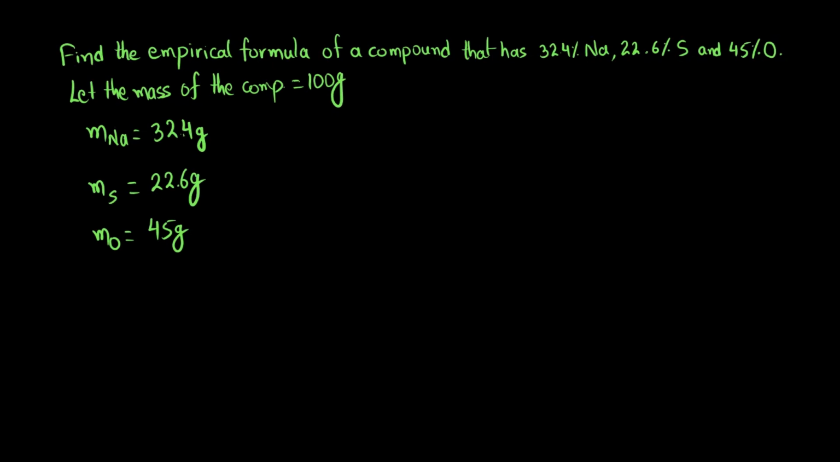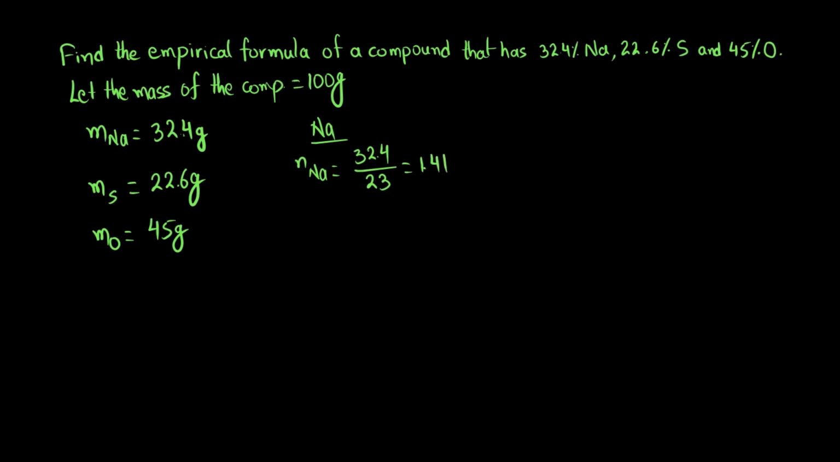Next, find the number of moles of each element. So for sodium, the number of moles of sodium would be 32.4 grams, which is the mass, divided by the molar mass of sodium, which is 23. You get 1.41.